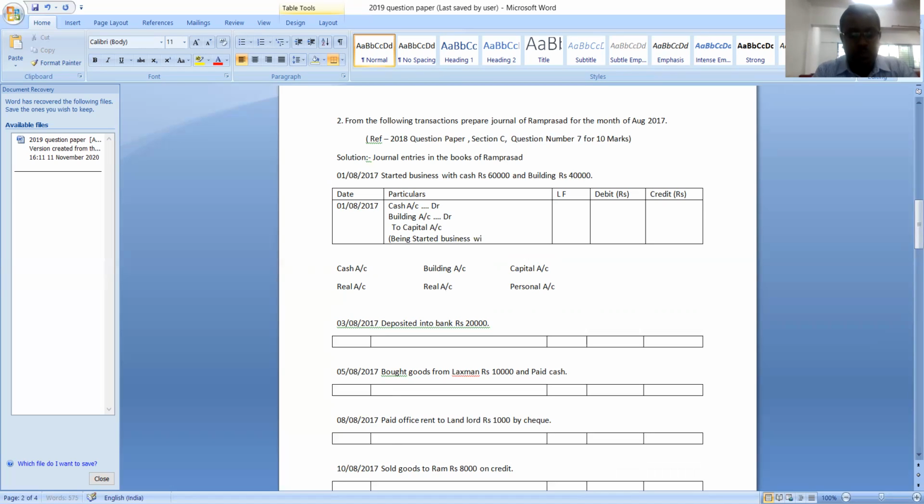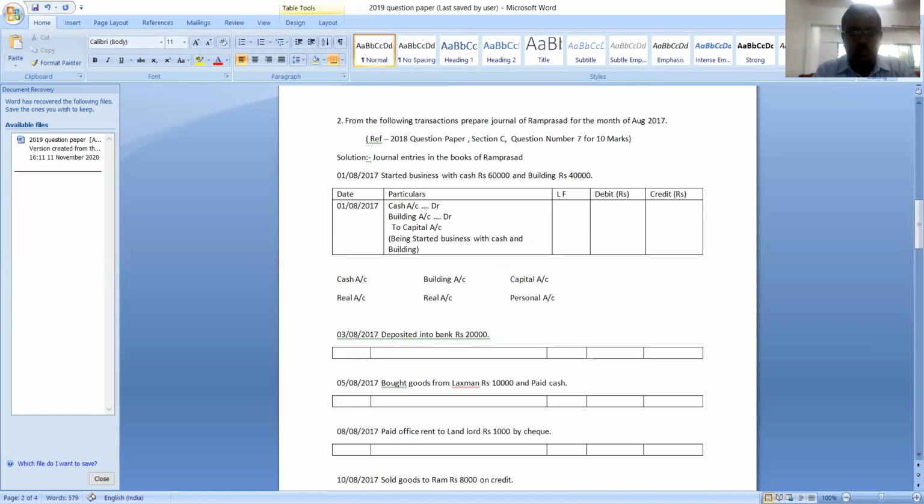Being started business with cash and building. With what? With cash and building. This is how we need to write the narration. Then the ledger folio column will be nil, and the next one is the debit column. Here we should write the amount of the transaction. So here we should write the amounts parallel to the names of the accounts that are debited.